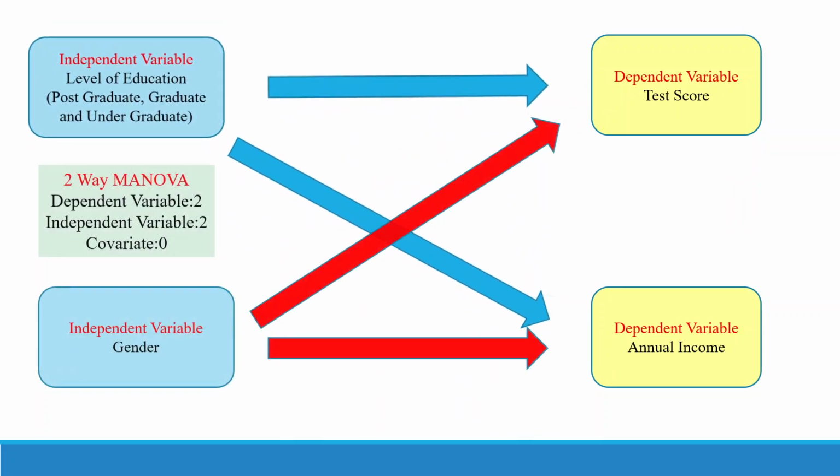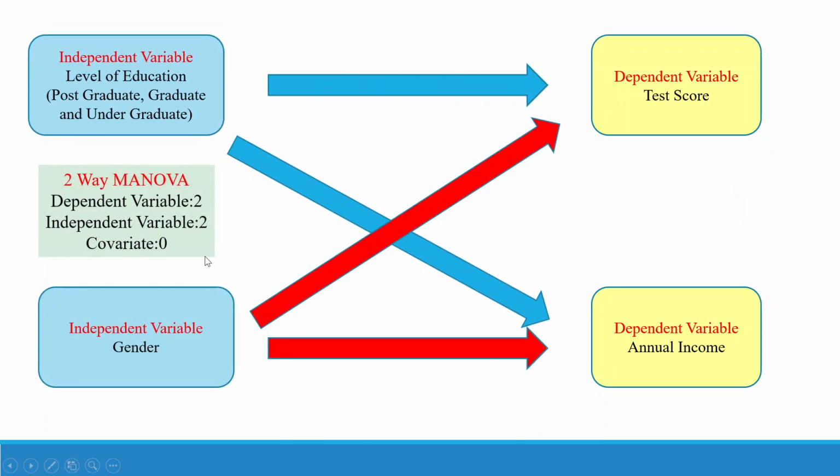Next is two-way MANOVA. Two dependent variables, 1, 2. Two independent variables, 1, 2. So this we are going to do today. Zero covariate. So independent variable affecting dependent variables, test score and annual income. Gender affecting test score and annual income. And one more objective is to study their interaction effects.